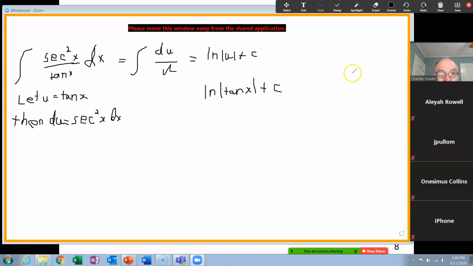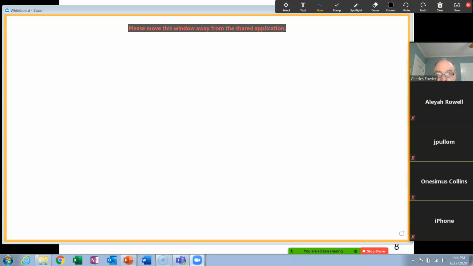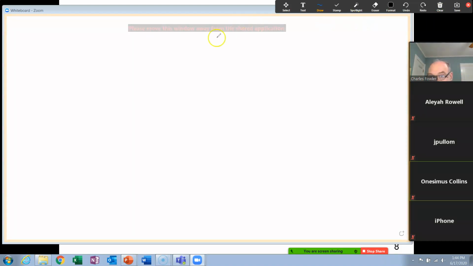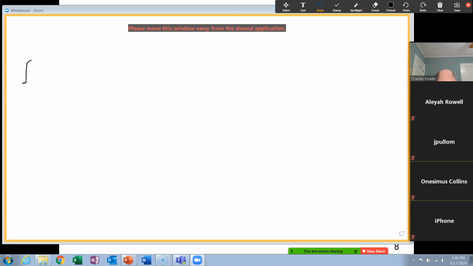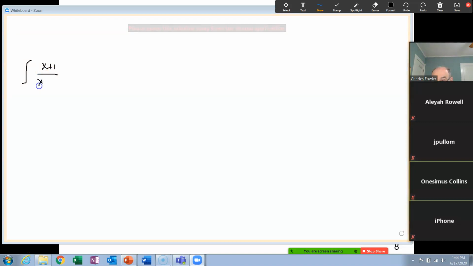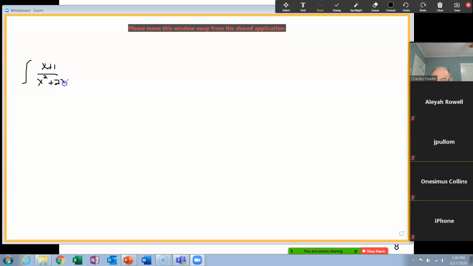Okay, let's do the C part. Any reason not to clear? Any questions? Okay, the C part. The antiderivative, or integral, of x plus 1, here's your numerator, over x squared plus 2x, times dx.